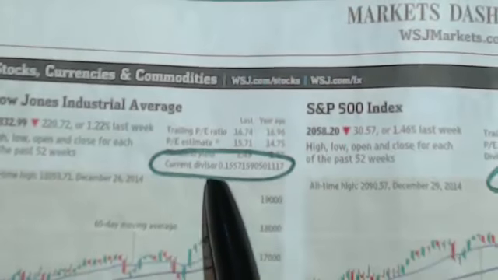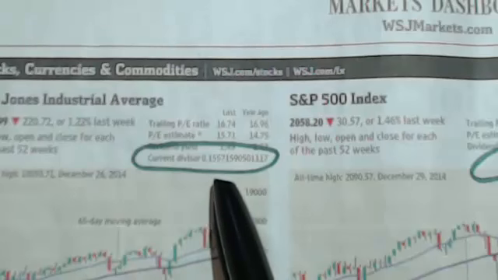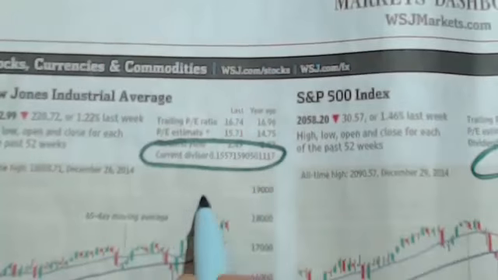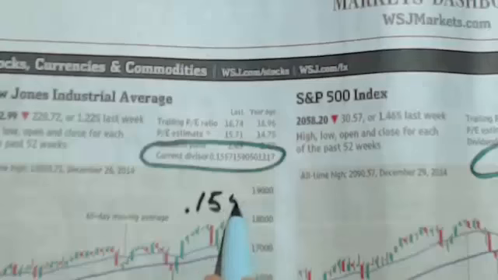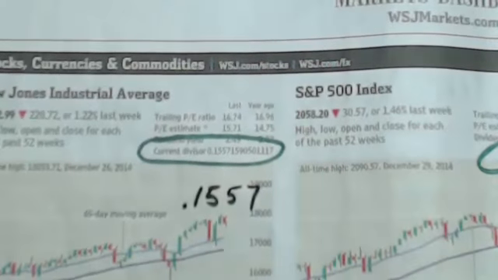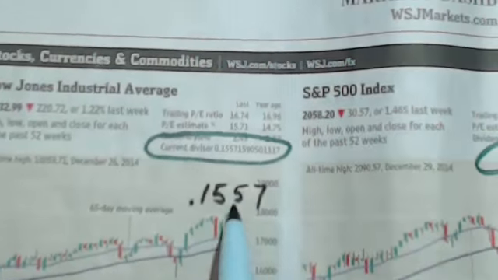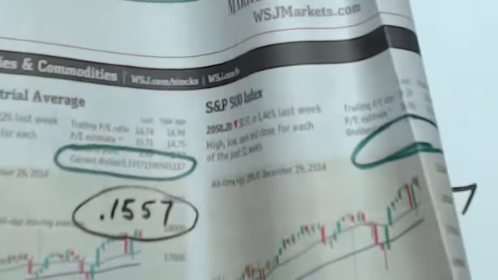And here is the divisor. Now, you might have to look at it really closely. I zoomed in as far as I can go. But the divisor, I'll write it out. First of all, it's about 10 decimals. But it's 0.1557. Far below what it would be if we were dividing by 30. So it's much below at 0.1557. Now go over to the S&P 500.